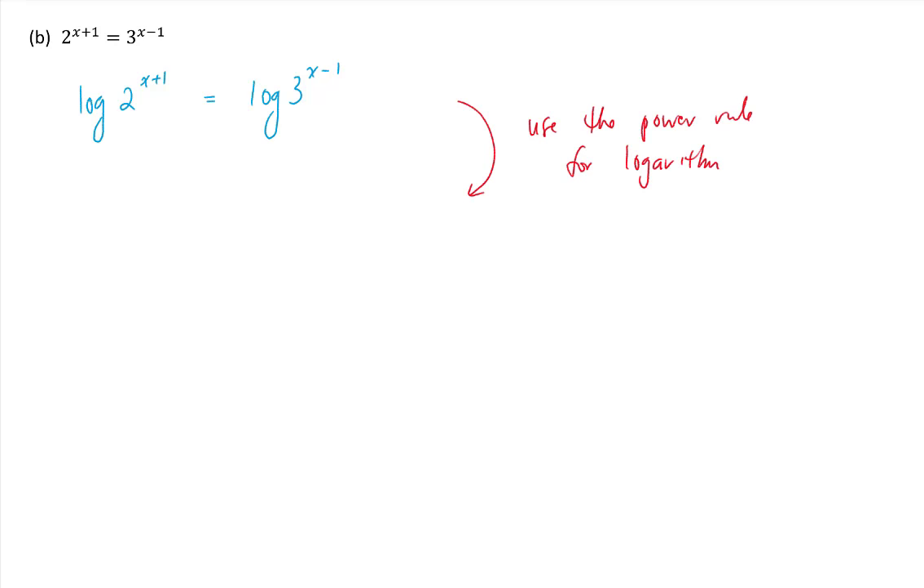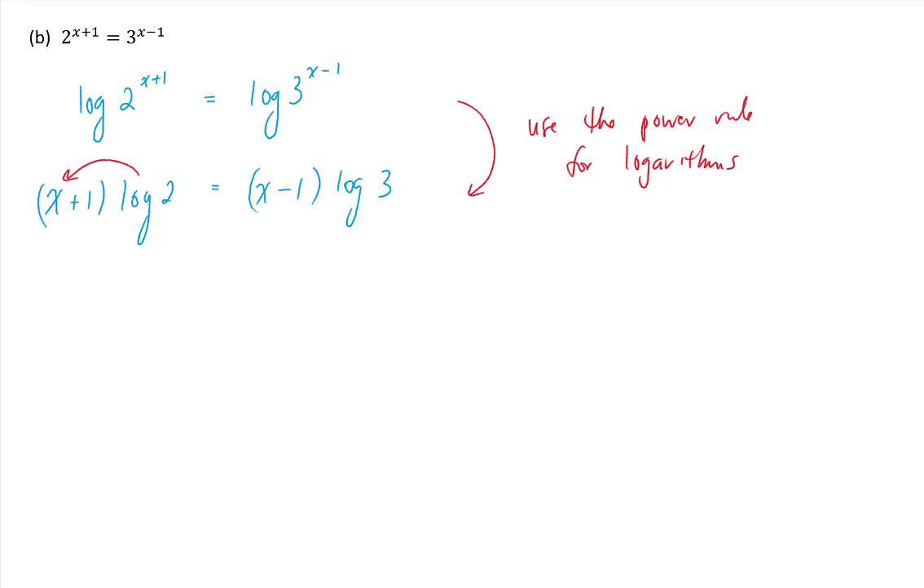This one, since the bases are not the same, and we only have one term on each side, I would recommend taking the log of both sides. So we're going to take the log of 2 to the exponent of x plus 1 equals the log of 3 to the exponent of x minus 1. Then I would recommend you use the power rule for logarithms. That means I could bring the exponent to the front, so I get x plus 1 times log of 2 is equal to x minus 1 times log of 3.